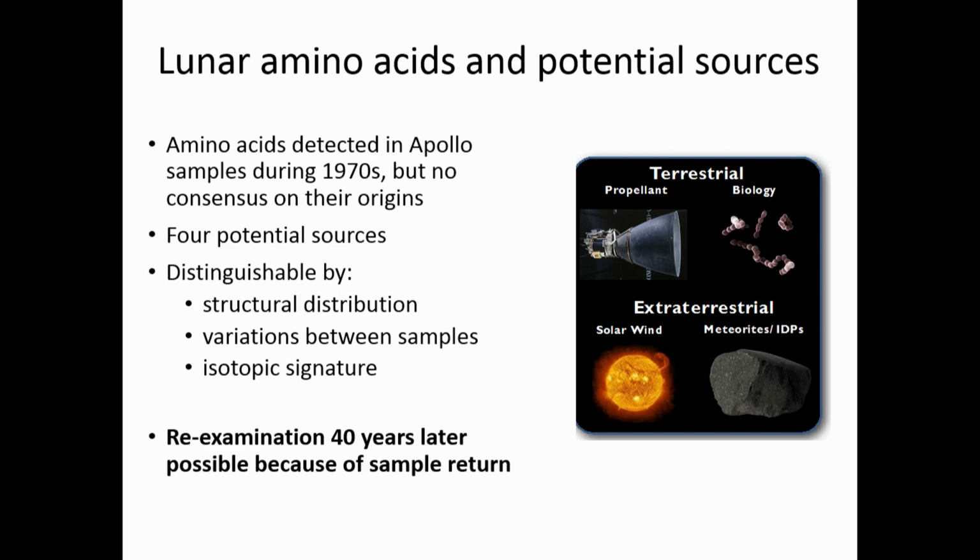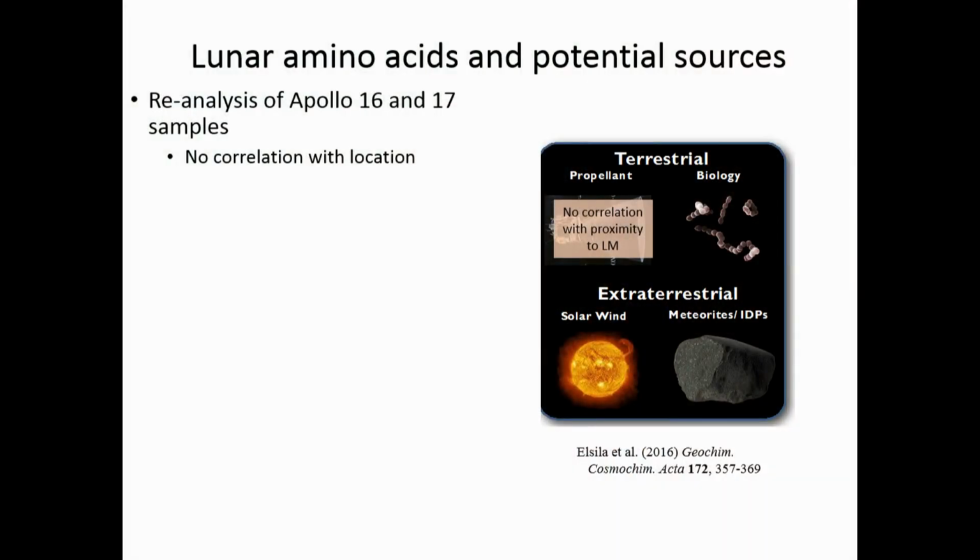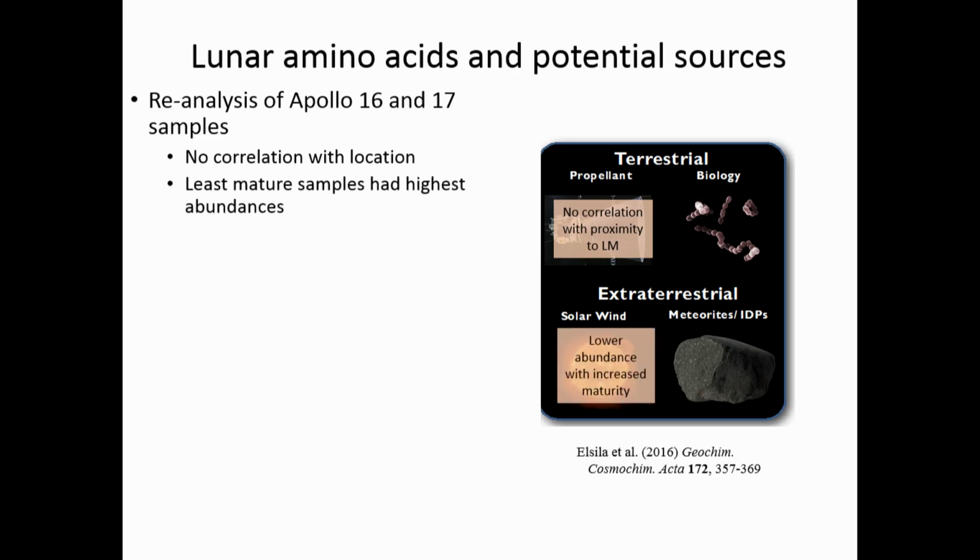And each of these should produce a distinct signature if you look at structural distribution or variations between samples, and isotopic signature. But at the time, those measurements weren't sensitive enough to be able to answer the question. So 40 years later, we re-examined these, and we found no correlation when we looked at samples that were collected close to the lunar module versus farther away.